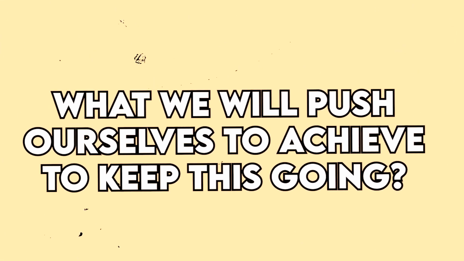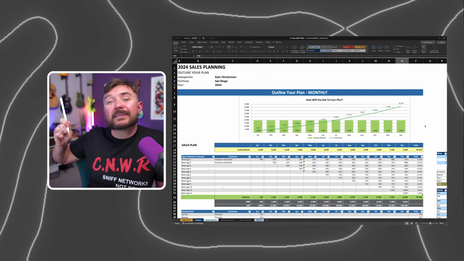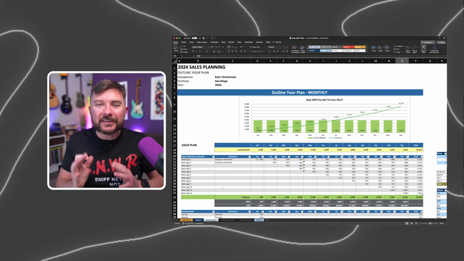So now we have our tools and we need to create the sales plan of what we will push ourselves to achieve to keep this going. And I think it's time we build a sales plan to meet this objective so we don't sink in the first 6 months. So get your pencils ready, time to write a sales plan. And let's look at this step by step.